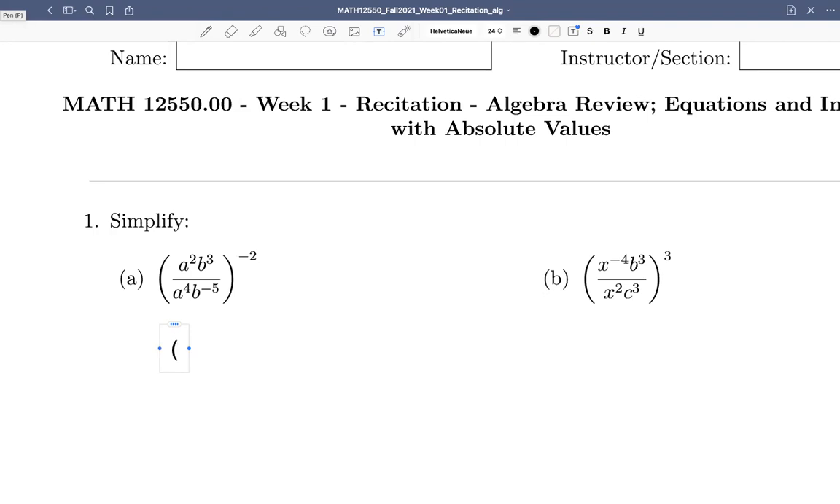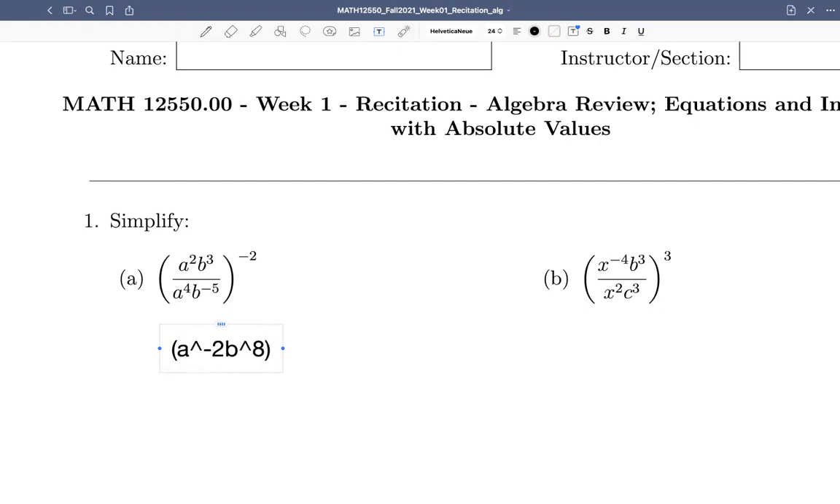Inside the parentheses, the numerator will have a power 2, so we do 2 minus 4, and the denominator has power 4. So 2 minus 4, that's negative 2, and a raised by negative 2. And b raised by 3 minus negative 5. That would be b raised by 8.